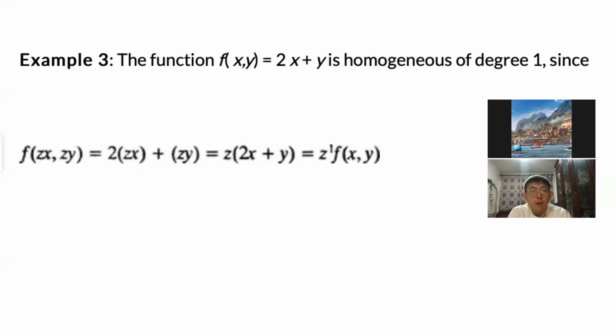Example 3, the function f(x,y) equal to 2x plus y is homogeneous of degree 1 because when we multiply z with x and y, we also get z multiplied by f(x,y). Okay, next example.